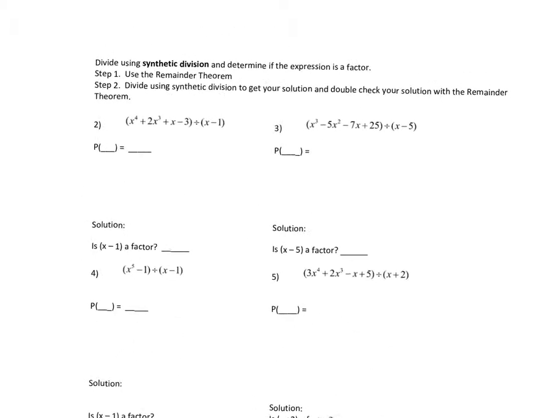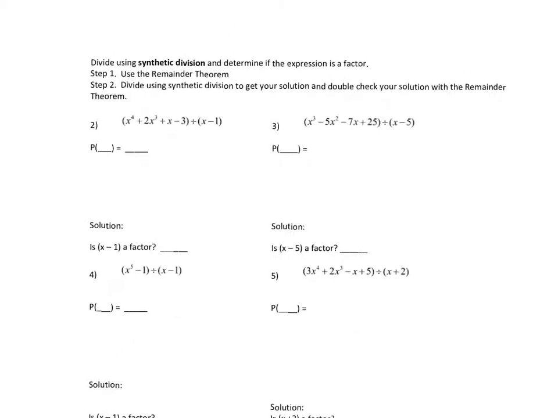One other way we divide, besides using long division, is to use synthetic division, to determine if the expression is a factor. First I use the remainder theorem to see what the remainder would be, and then I check it by using synthetic division. If I'm dividing this polynomial by x minus 1, I'm checking to see what happens when I plug in 1. So it's going to be 1 to the 4th plus 2 times 1 to the 3rd plus 1 minus 3, and I get 1. So I should get a remainder of 1.